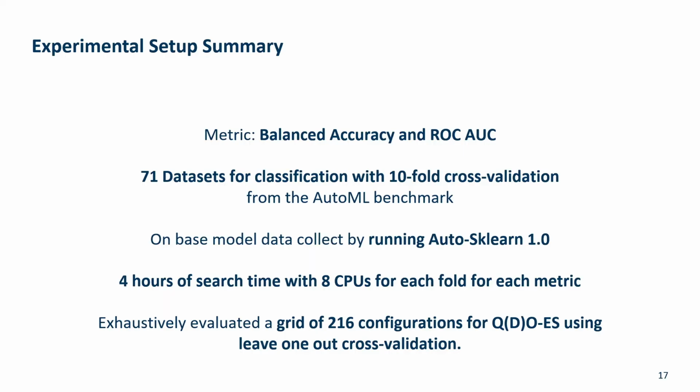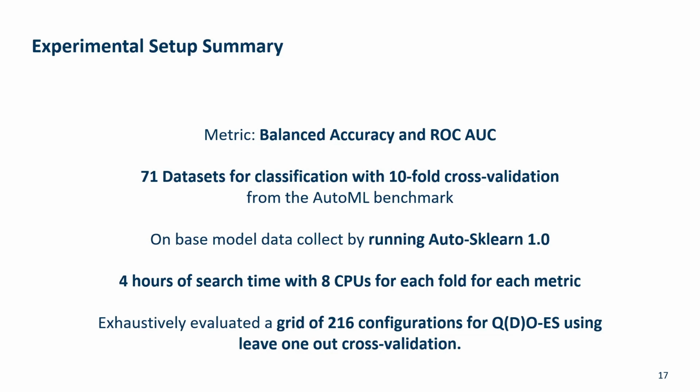To start, let me explain the experimental setup. We performed all our experiments for two metrics, balanced accuracy and ROC AUC. In other words, we had to run everything twice, as these represent different optimization tasks for the AutoML system and post-hoc assembling. Moreover, we performed our experiments on 71 datasets for classification with 10-fold cross-validation from the AutoML benchmark.